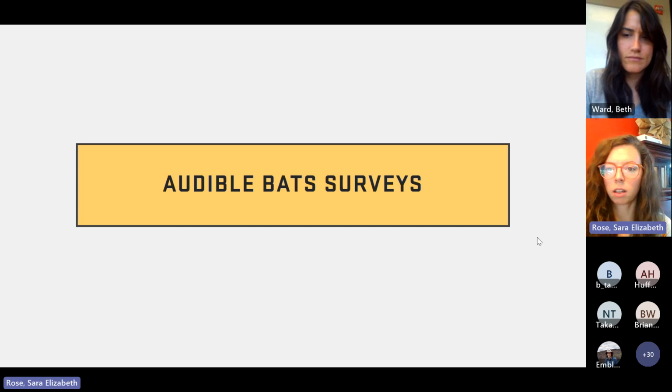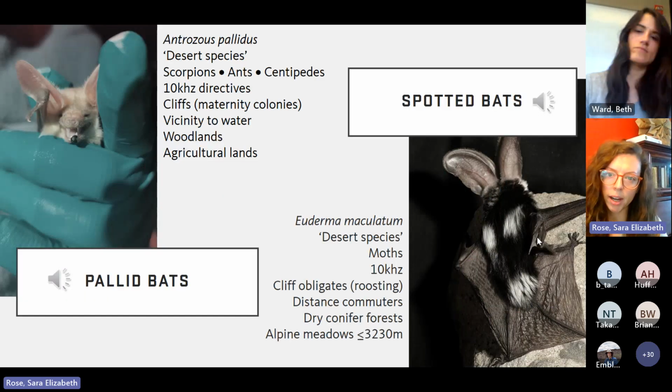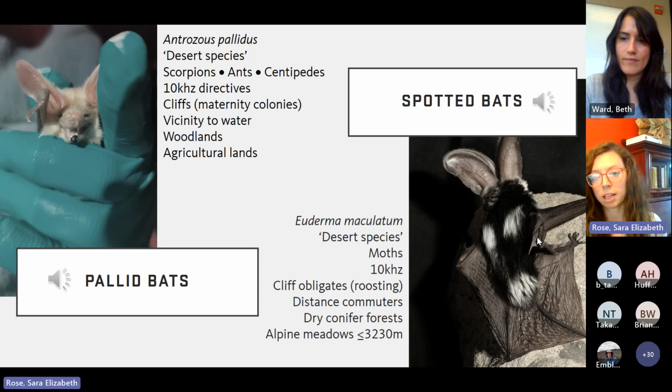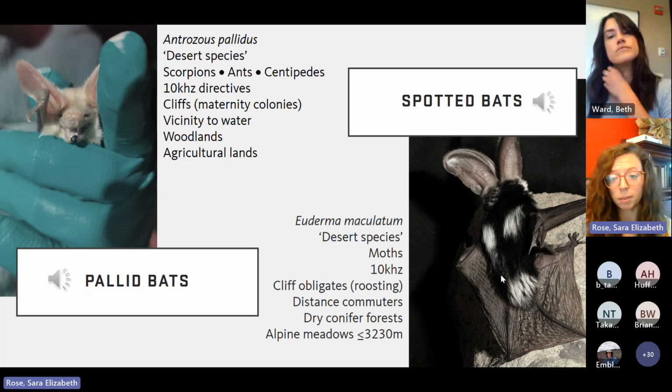So let's talk audible bats. I'm going to start with a little bit of background and then we'll dive into the protocol. Our two species of interest for this project are spotted and pallid bats. Spotted bats are generally considered a desert-dwelling species, but will occupy dry conifer forests and commute to high elevation meadows. The one habitat feature they seem to specifically require is a sheer cliff face for day roosting.